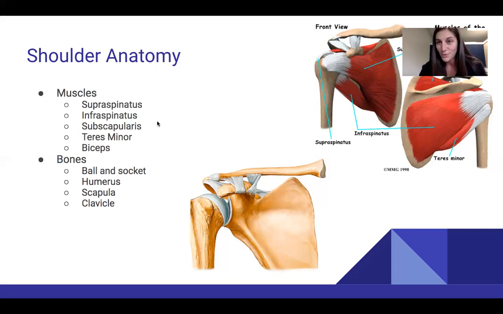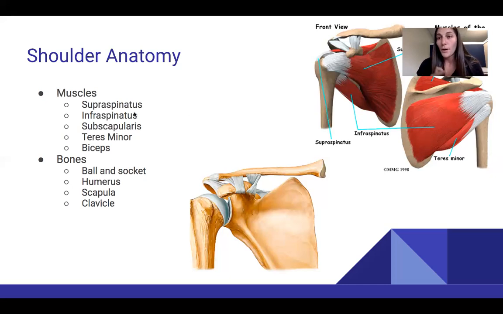The last part of the rotator cuff is your subscapularis. That's this guy here. It is sitting on the front side of your shoulder blade, in between the rib cage and the shoulder blade. And it's going to help internally rotate that shoulder.